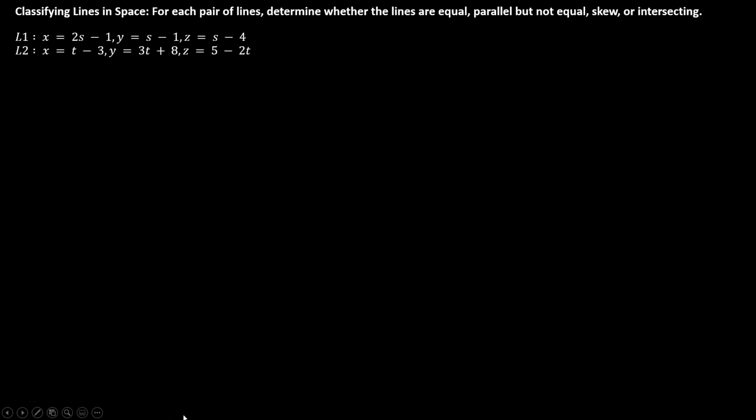Another thing that we can talk about, now that we know how to write lines in space, is whether or not a pair of lines are equal, meaning they share the same exact set of points. They're parallel, but not equal. That's where they have the same direction, but they do not have any points in common. Or they're skew, where they're not parallel, they have different directions, but they also never intersect each other.